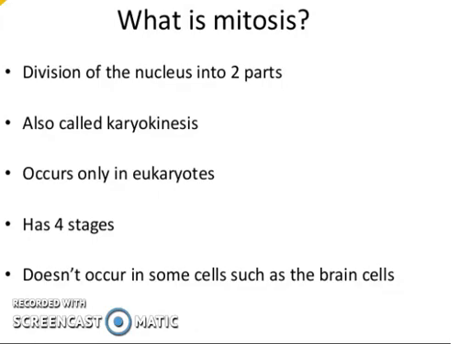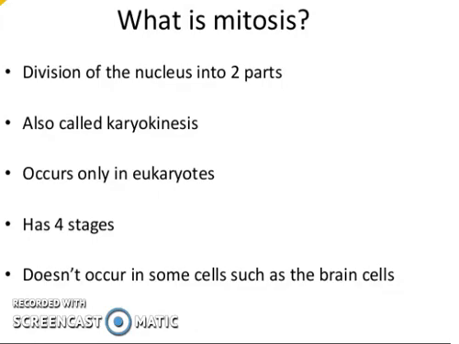It has a total of 4 stages, and it doesn't occur in some cells such as the brain cells. And why doesn't it occur? There are certain types of cells in our body which just stop dividing once they are formed. For example, your nerve cells. Nerve cells, once made, can never ever again divide to make new ones. So that's why an injury to a nerve cell is irreparable.